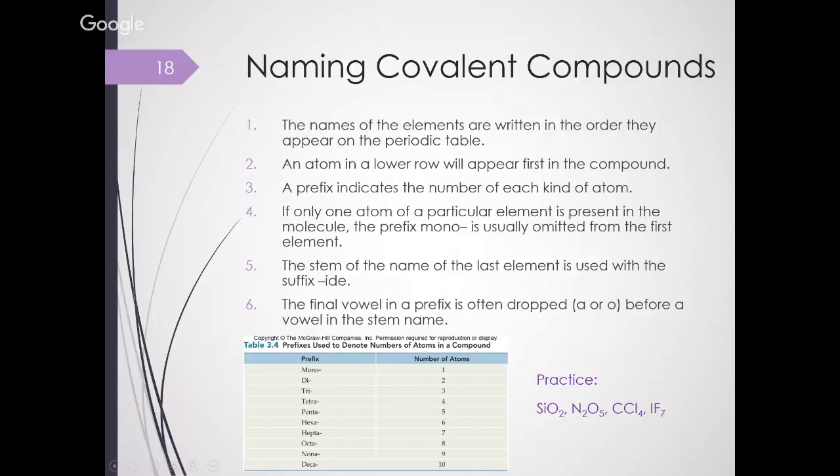Over here, I have iodine and fluorine. I have 1 iodine, so this is just iodine. I have 7 fluorines. I change the ending, and I look for my prefix for 7, which is hepta. So I say iodine heptafluoride.